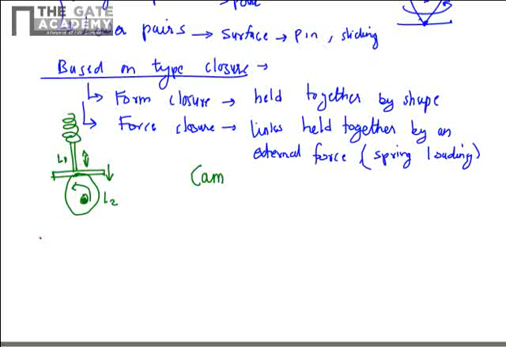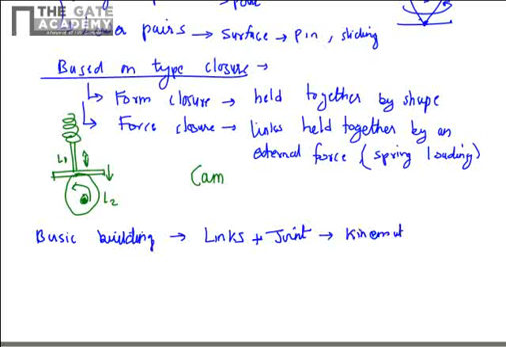So we have understood here the basic building blocks of mechanism formation, that is links and joints. The combination of a link and joint is called a kinematic pair. So a kinematic pair is the basic building block of a mechanism. When various kinematic pairs are connected, the resulting arrangement is called a kinematic chain.